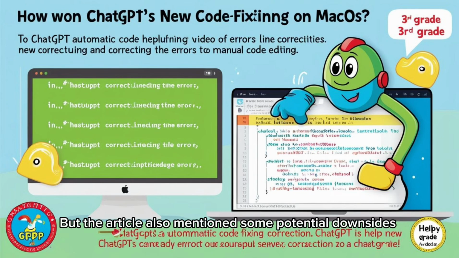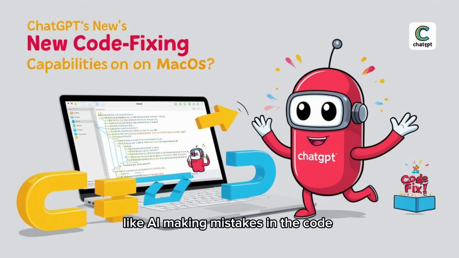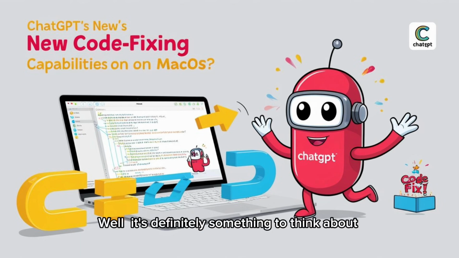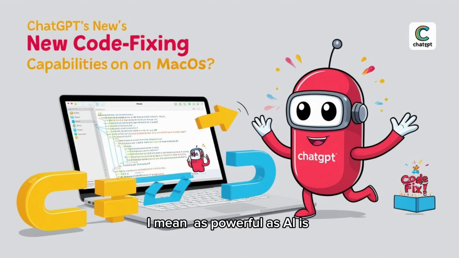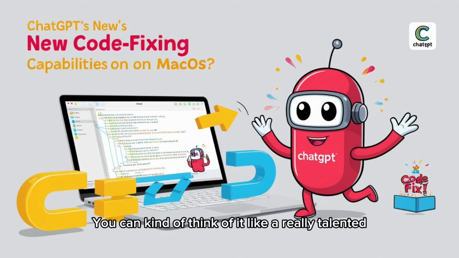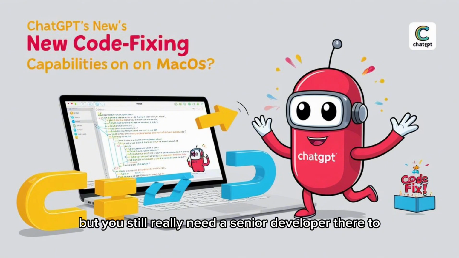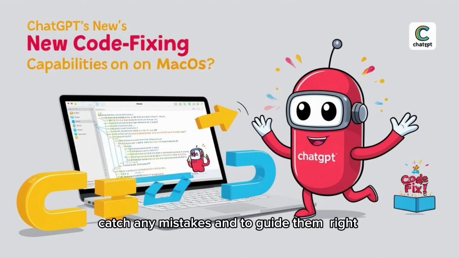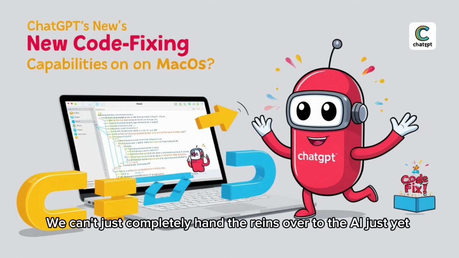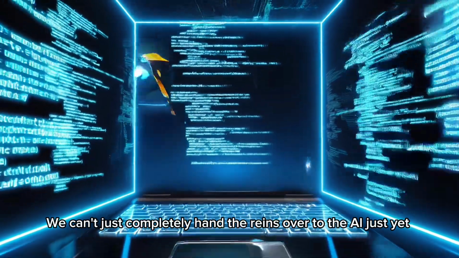Interesting. But the article also mentions some potential downsides, like AI making mistakes in the code, making things unstable. How big of a deal is that? Do we really need to be worried? Well, it's definitely something to think about. As powerful as AI is, it's not perfect, right? You can kind of think of it like a really talented but kind of inexperienced junior developer. They can make amazing stuff, but you still really need a senior developer there to catch any mistakes and to guide them, right? Yeah, that makes sense. So basically, human oversight is still crucial. We can't just completely hand the reins over to the AI just yet.